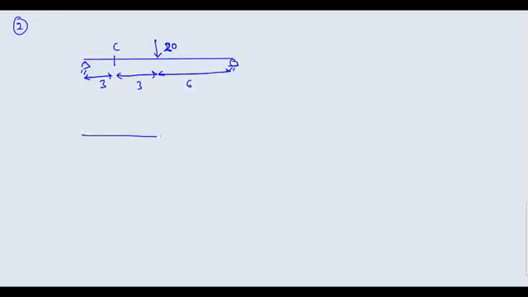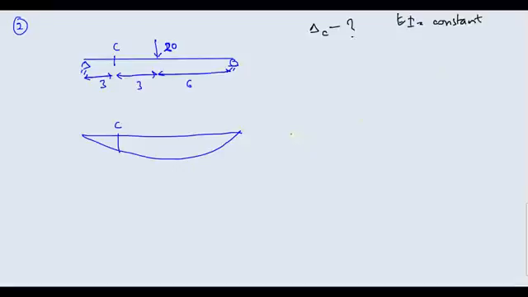Okay, first thing that you can do is draw the deflected shape. So you know the deflected shape will be something like this. Somewhere here you are having C. Okay, the question is you have to find delta C. EI is constant throughout the span. You have to find delta C using moment area. Now this delta C I have to find out.